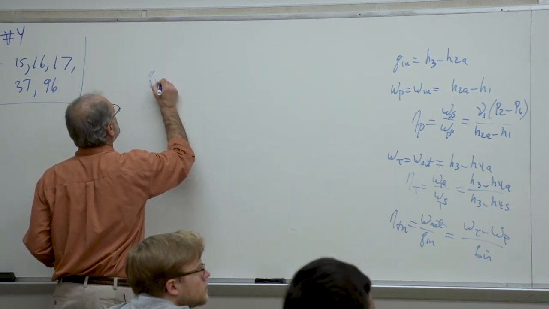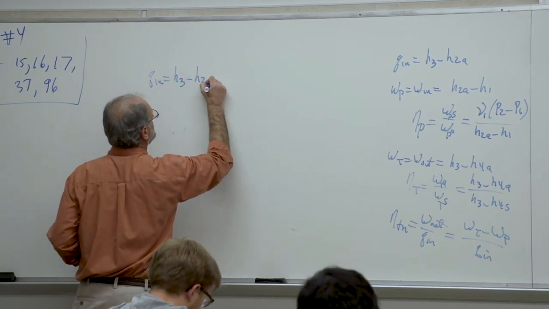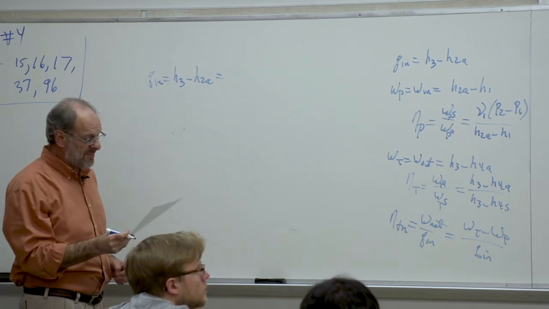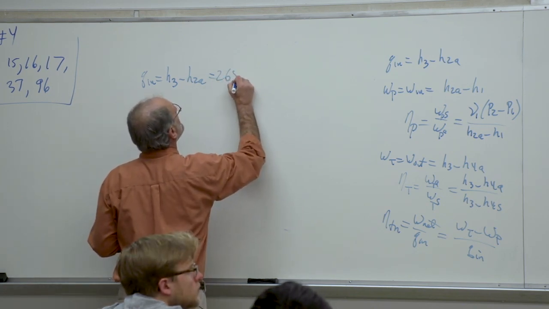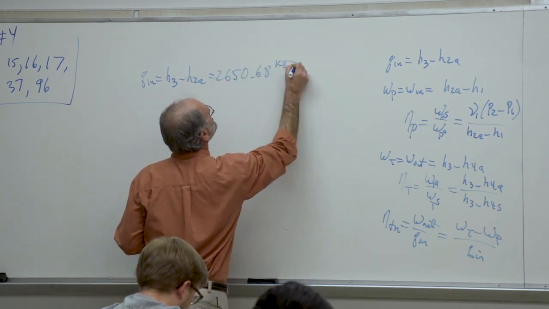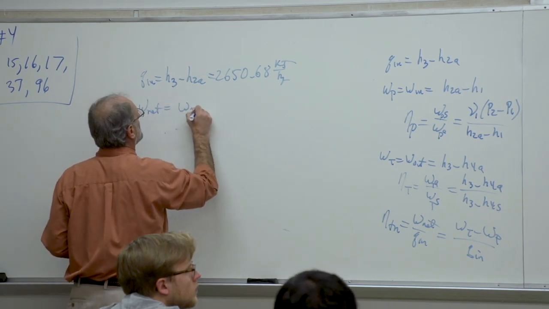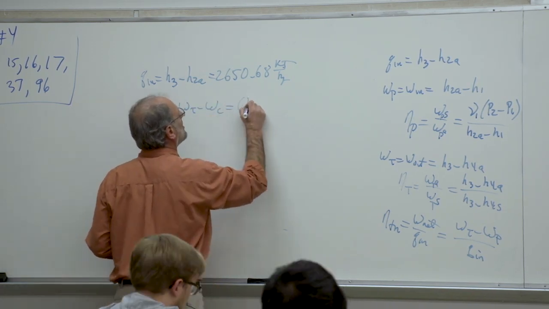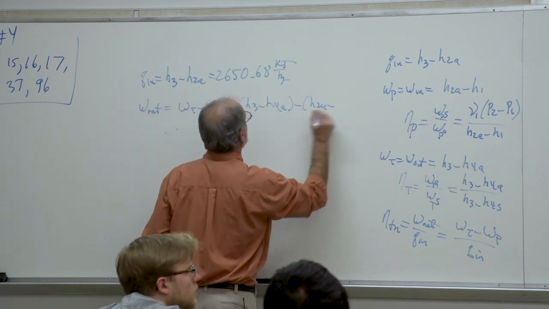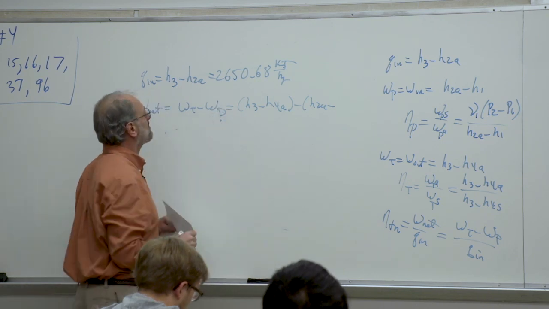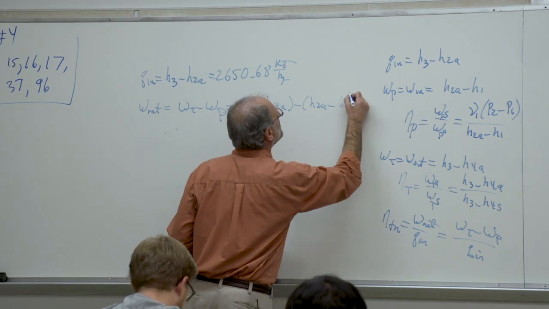So the heat input is H3 minus H2A. If we go through the mathematics here, we end up with 2650.68 kilojoules per kilogram. And the net work, again, the turbine minus the compressor work, or H3 minus H4A minus H2A. I'm sorry, I said compressor work, turbine work minus the pump work. So H3 minus H4A minus H2A minus H1.